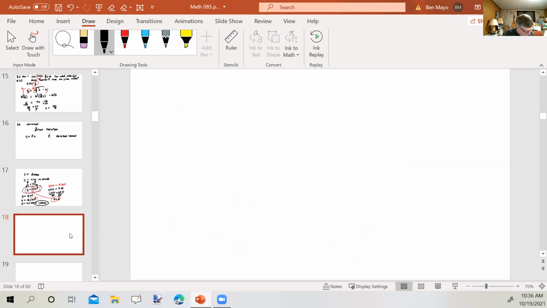The second variation formula is called inverse variation. And a general form of this problem looks like this: y equals k divided by x. So we have this reciprocal or multiplicative inverse situation. K is still present on top, but x is in the denominator rather than the numerator.